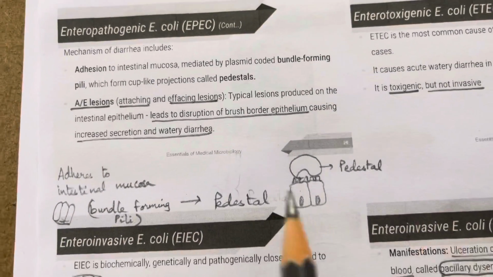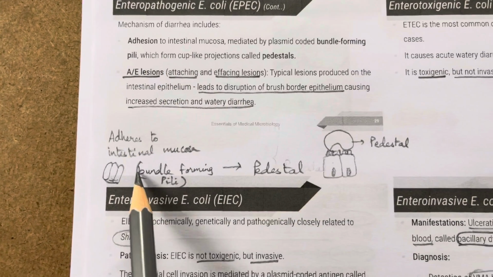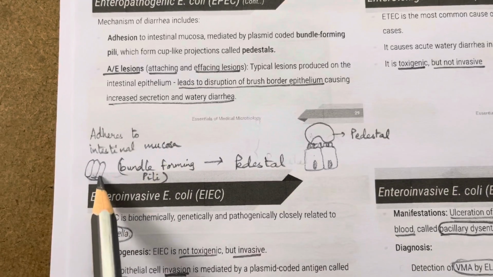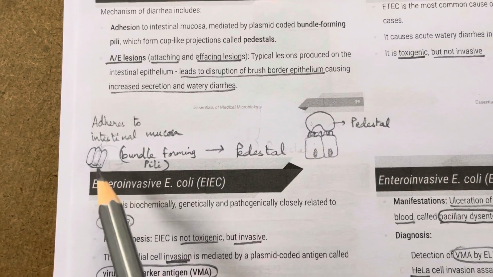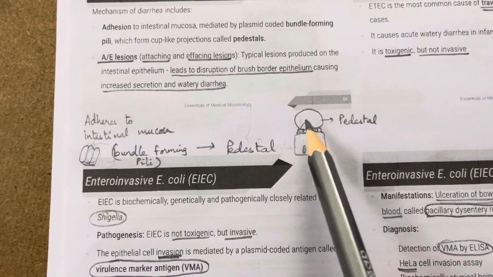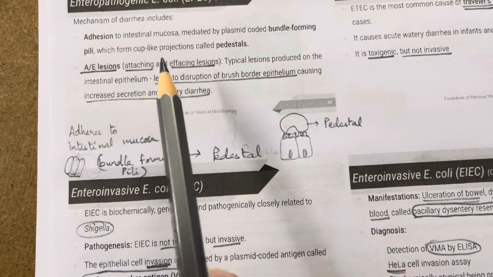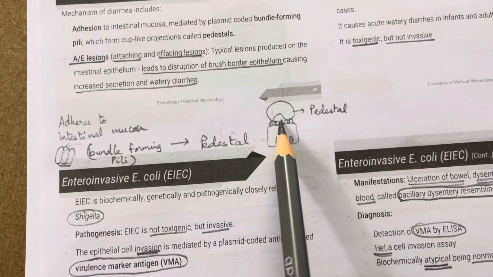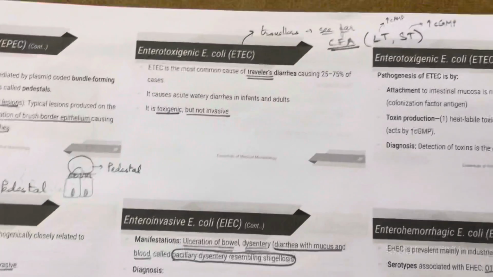So how does it occur? So basically the mechanism of diarrhea includes adhesion to intestinal mucosa mediated by plasmid coded bundle forming pili. Okay, bundle forming pili which form cup-like projections called pedestals. So these pedestals attach to the mucosa, they cause A&E lesions. So attaching and effacing lesions are typical lesions produced when the intestinal epithelium leads to disruption of the brush border epithelium, causing increased secretion and watery diarrhea.